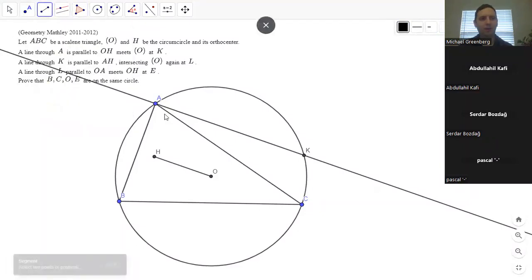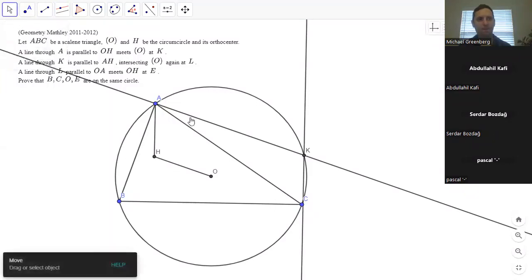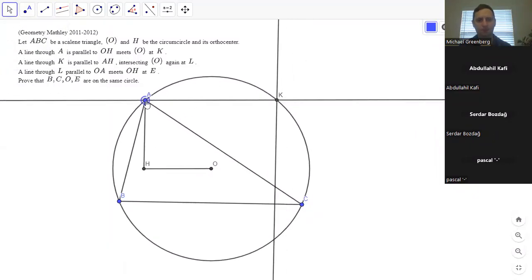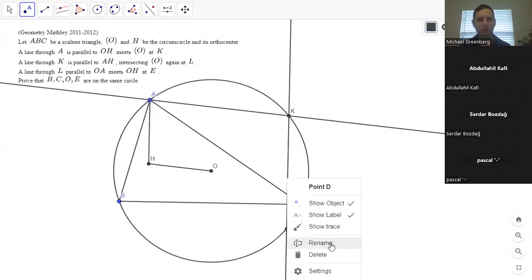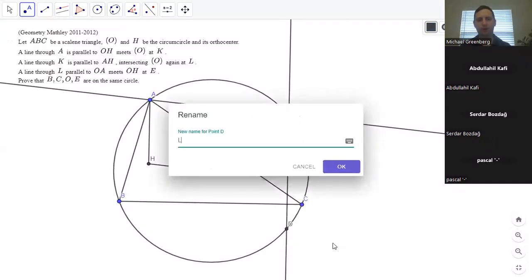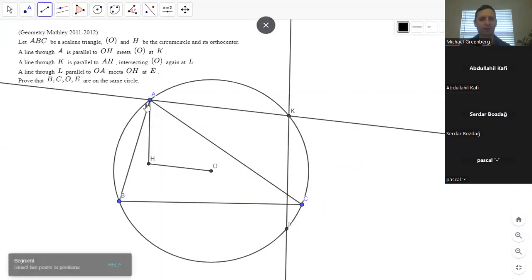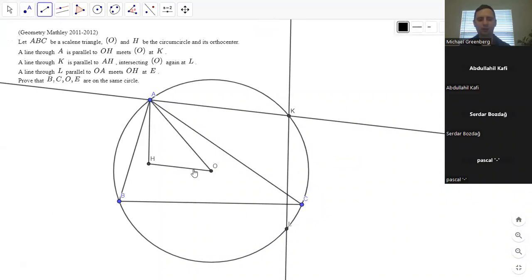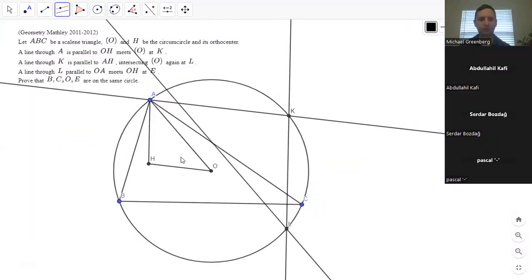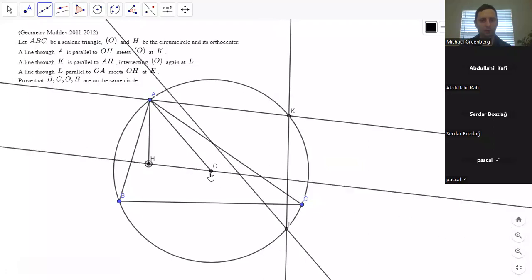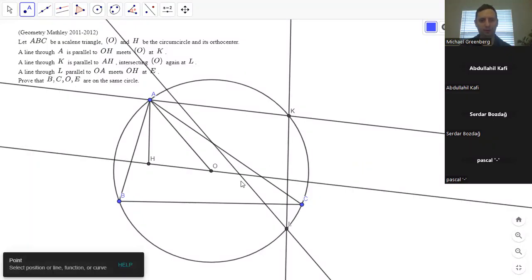And then we have a line through A, K parallel to AH. And it meets the circle at L. And then we have a line through L parallel to OA. And it meets the Euler line at E. So that's interesting. And we want to show that BCOE is cyclic.